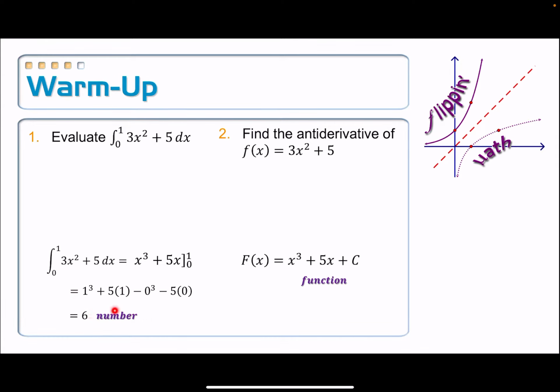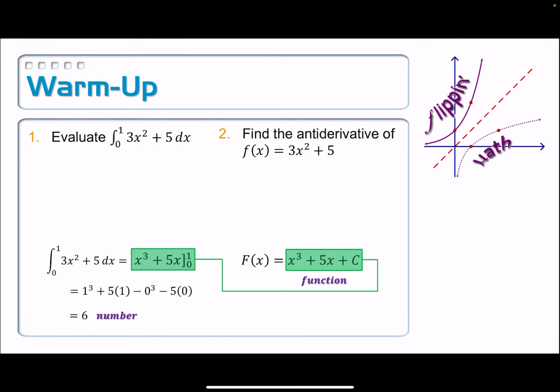A definite integral is going to give us a number, and an antiderivative is going to give us, well, it says a function, but really with that plus c, it's an infinite number of functions. All right, so notice that they do have something in common, right? Our first step in evaluating a definite integral is to first find the antiderivative.